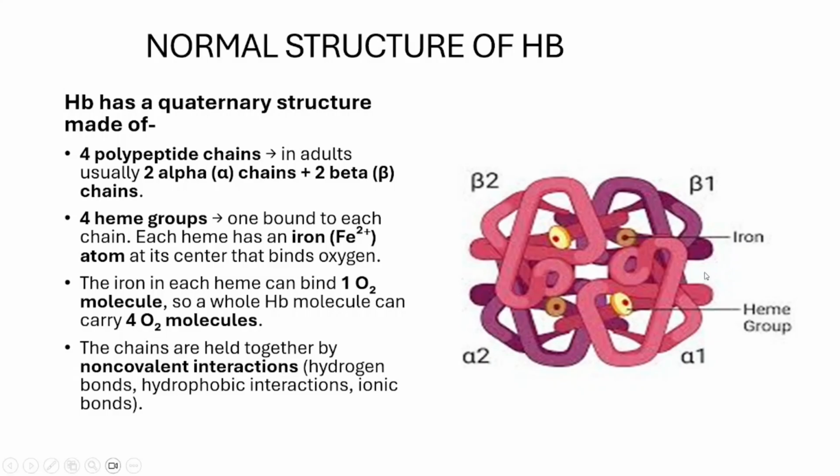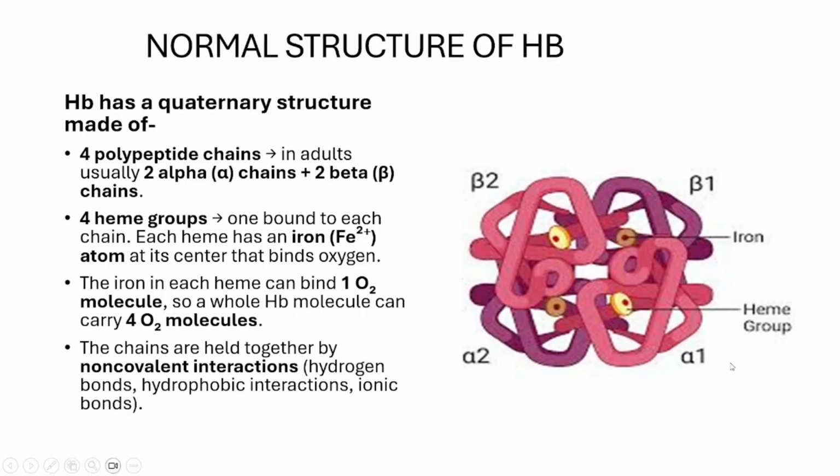So, now let us discuss the normal structure of hemoglobin. Hemoglobin is made of 4 protein chains, 2 alpha and 2 beta. Each chain has a heme group with an iron molecule. There are 4 heme groups, one bound to each chain. Each heme has an iron atom at its center that binds oxygen.